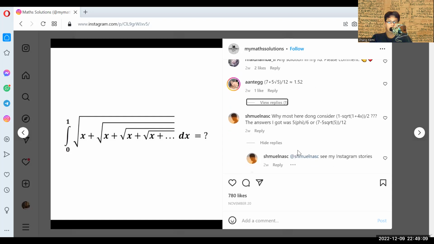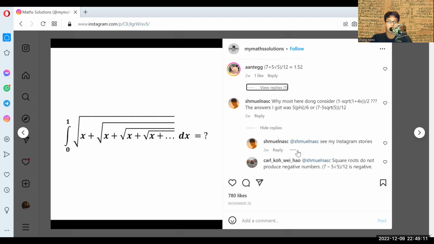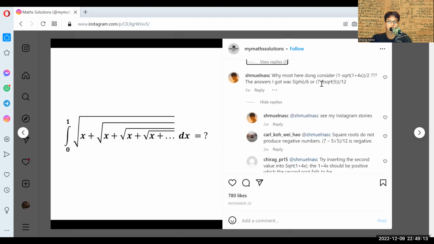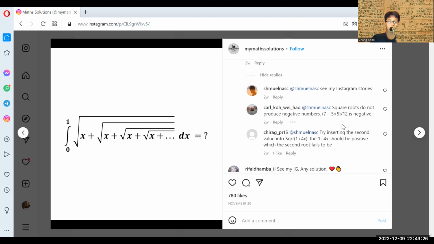For the rest of them, I think for this person, he got a minus. No, it's not minus, it's plus. Because for the root of 1 plus root of 1 plus and so on and so forth, we are taking the fact that it is a positive number. So it's not a negative number.